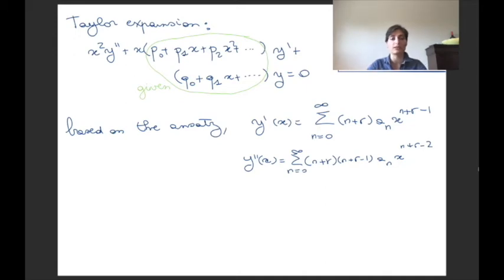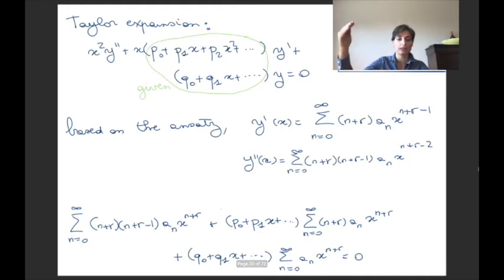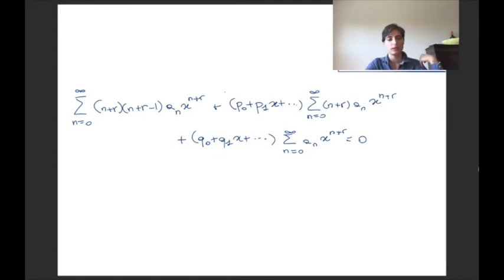Based on the ansatz, we can compute the first and second derivative of y. They're polynomials, so we can do that. They're a bit cumbersome. You have to keep track of the n and the r in all the places, but we can do it. And we plug this information in our ODE. So now we want to solve all this for an.